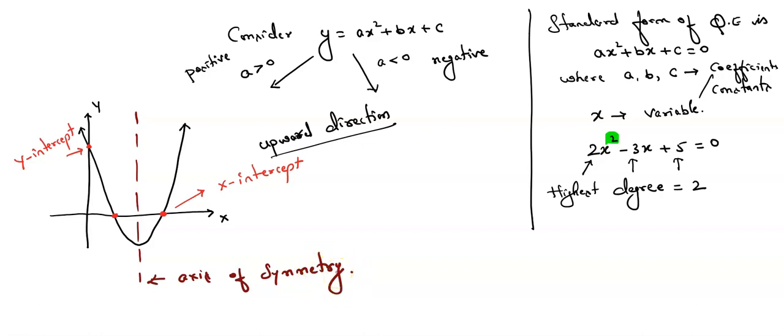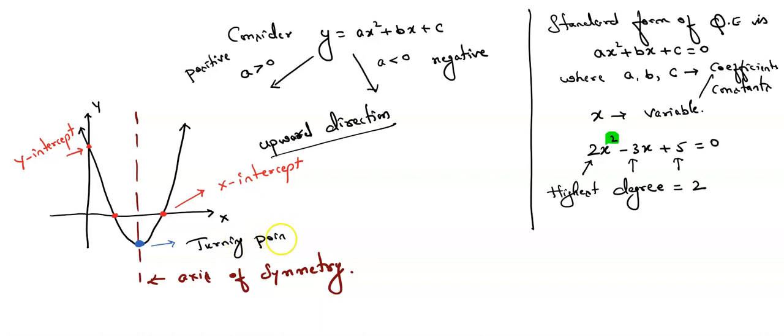As you can see here, the graph changes its direction. The point where the graph changes direction, that we call the turning point. Now you can see here, this is the point which we call the turning point.